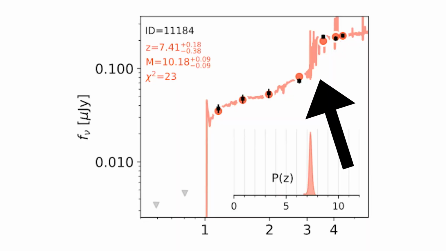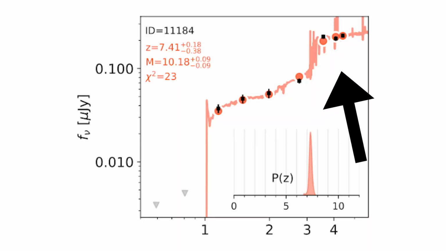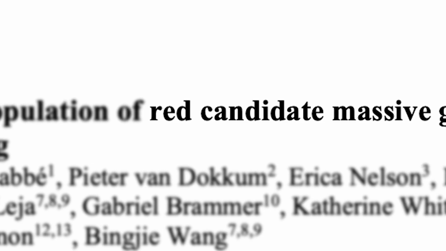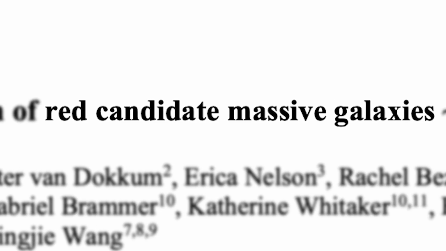So the problem is that there are two things. Firstly, these galaxies, as you can see, are relatively red, right? There's quite a lot of light coming out in this red part of the spectrum compared to what's coming out in the blue part of the spectrum. And as I said, they describe it in the title, right? It's a population of red candidate massive galaxies. So both of these are the problem.